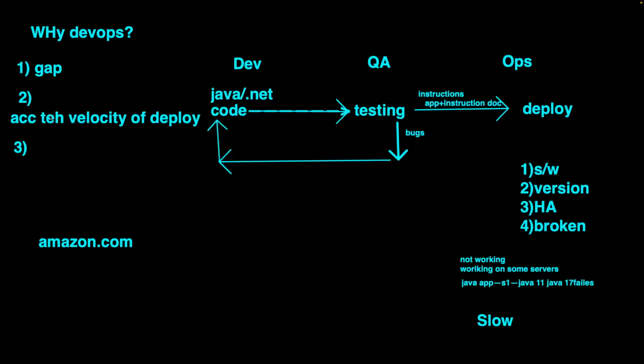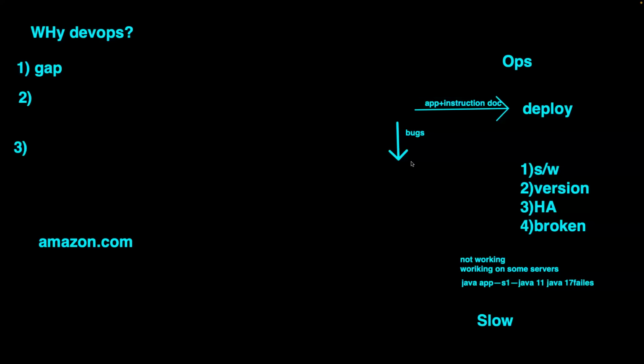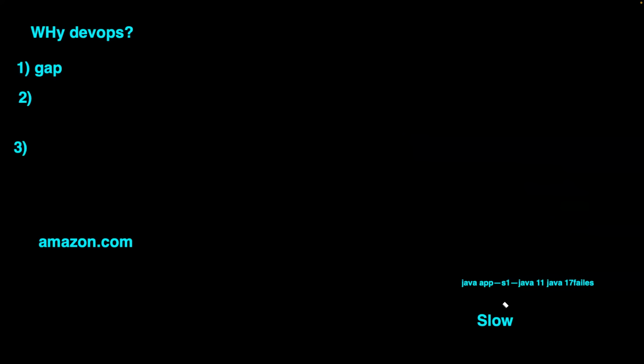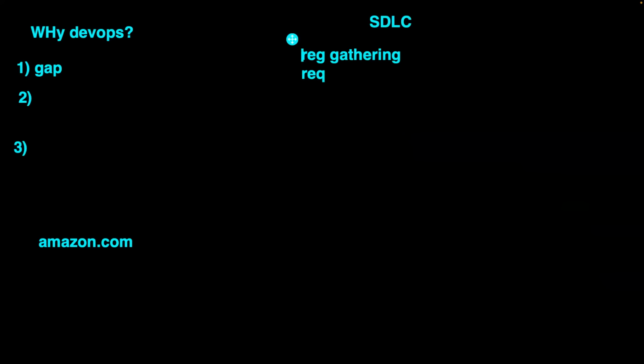Right. Then now let's talk about the third reason why DevOps came in. We all know the traditional software methodology, right? Let me begin with SDLC, Software Development Lifecycle. What is a Software Development Lifecycle? Waterfall method. See, the software development lifecycle is nothing but the sequence of phases involved in development, like requirements gathering, analysis, design, coding, testing, and delivery.